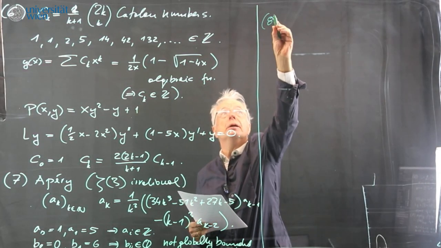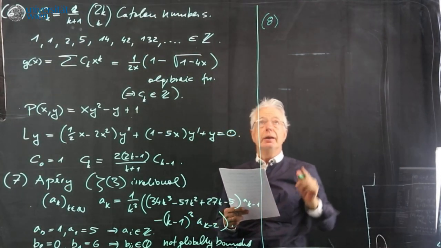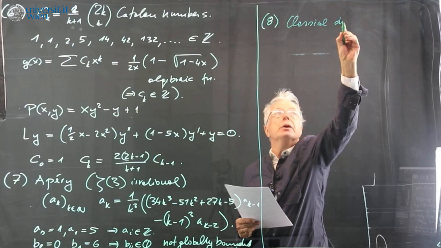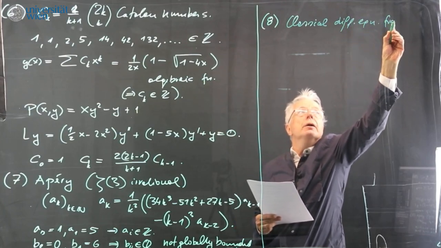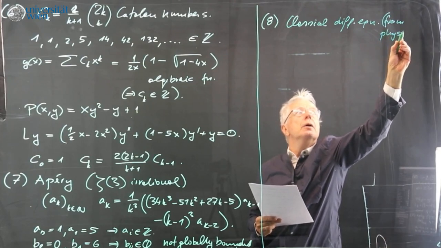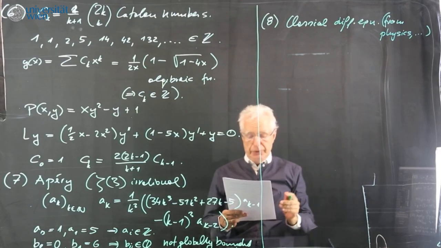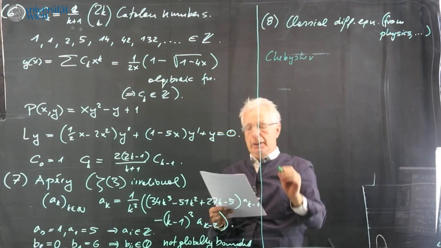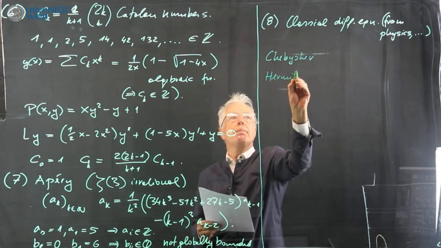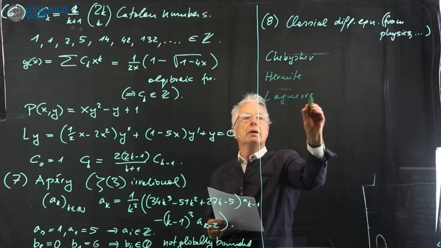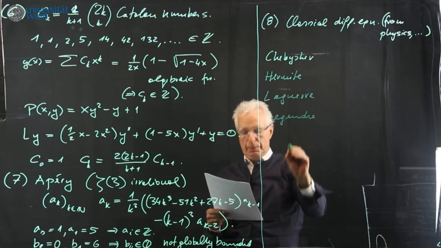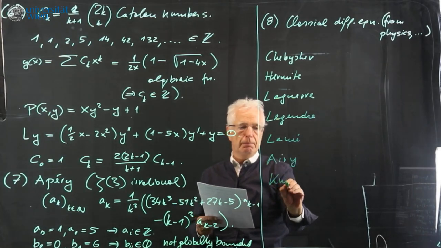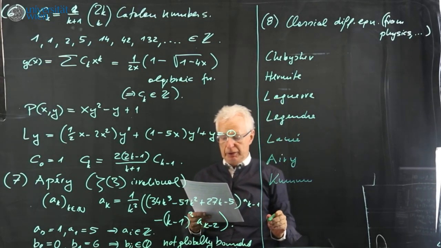The last one will be name dropping and just a few indications. Then you have the classical differential equations, let's say from physics, but also from other fields, and they all have certain names. We have the Chebyshev equation, we have Hermite, we have Laguerre, we have Legendre, we have Lamé, we have Airy, we have Kummer. The list is not infinite but very long.